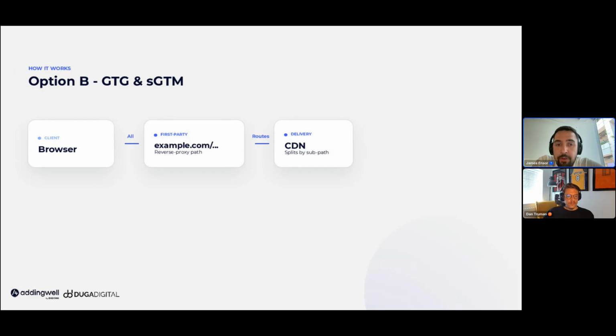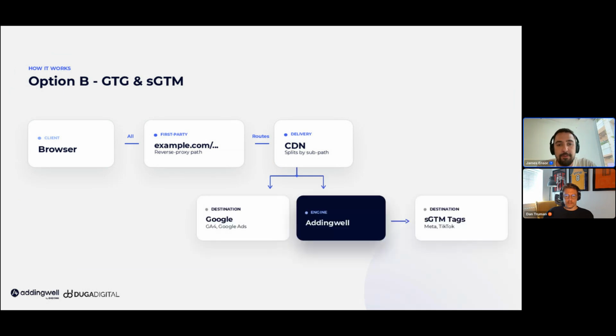And then what you do is the reverse path, the same origin reverse path that we spoke about, which is either example.com or mydomain.com/ then a random string, that folder name that then forwards to the CDN. What happens after this point is you then split where the events go. So what you have is two options.